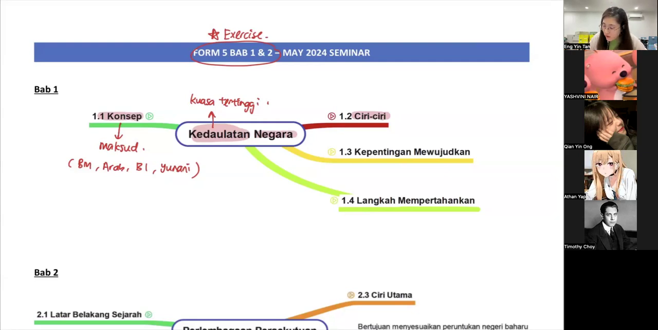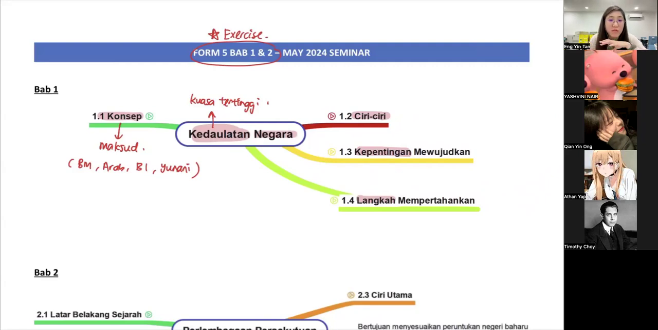And 1.3 is talking about the kepentingan. What is the importance of having this kedaulatan, kuasa tertinggi? And the langkah-langkah. The importance of having the power is to manage the government. We can control our economy, we can control the social. So we have a lot of benefits. Later we'll go through it, don't worry.